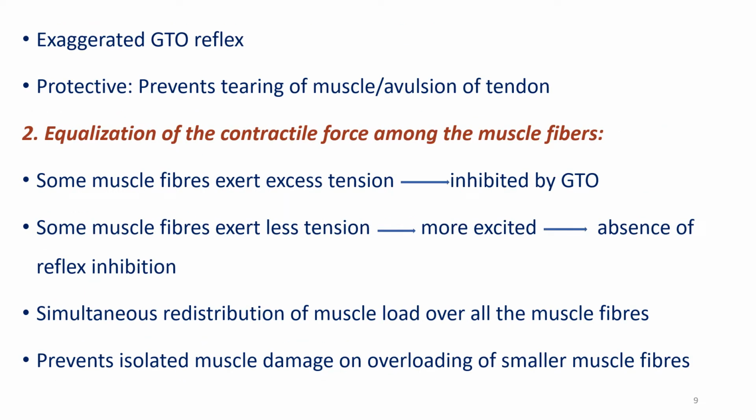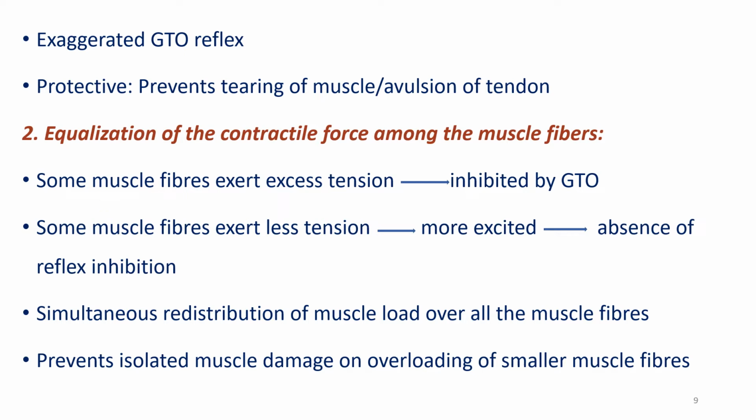This clasp knife reflex is an exaggerated form of the Golgi tendon organ reflex. This is very important in such muscles. It acts as a protective reflex to prevent any tearing of the muscle or avulsion of the tendon from its attachment to the bone. So it protects the muscle from damage in hypertonic persons.